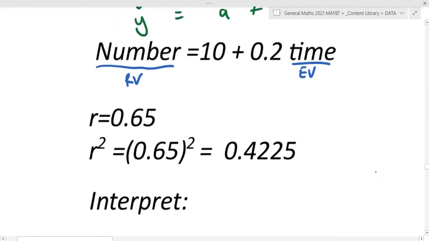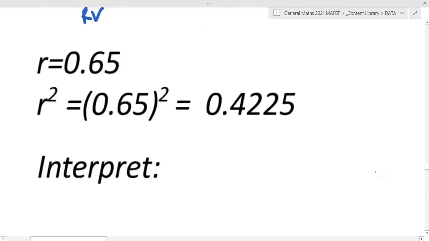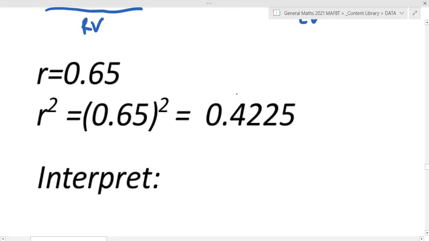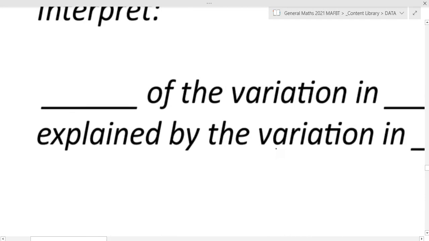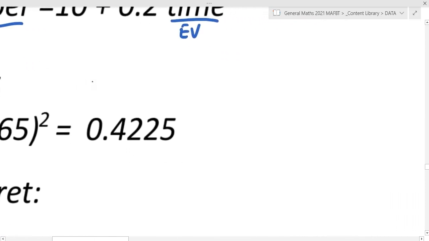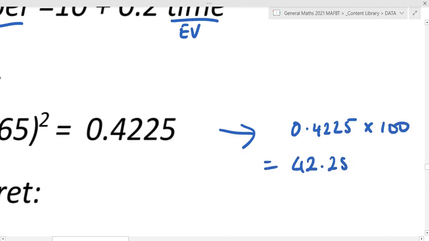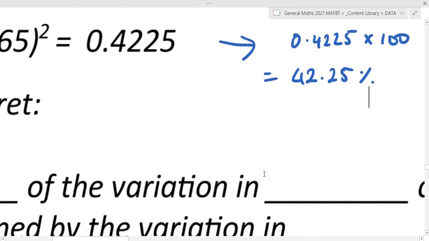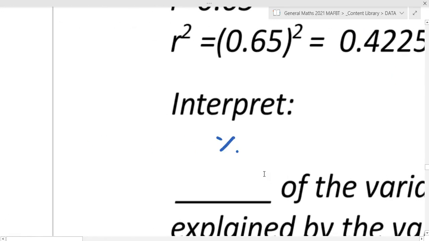So if we try to interpret R squared, I can see that the R squared value is 0.4225. But remember, when you try to interpret it, you have to turn it into a percentage, which is what goes here. So let's turn that R squared value to a percentage. 0.4225 times 100 will equal 42.25%. So that means the R squared value is 42.25%, and that's what we put in here.